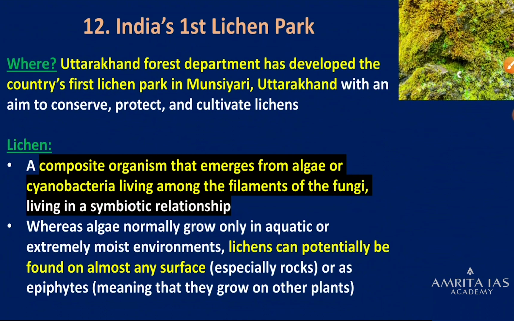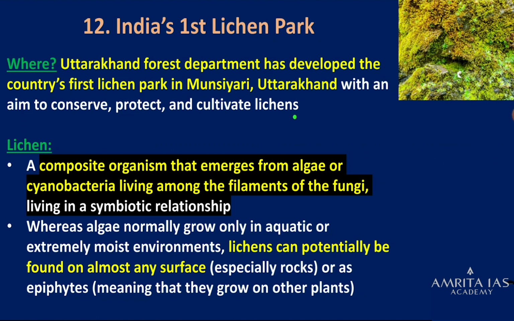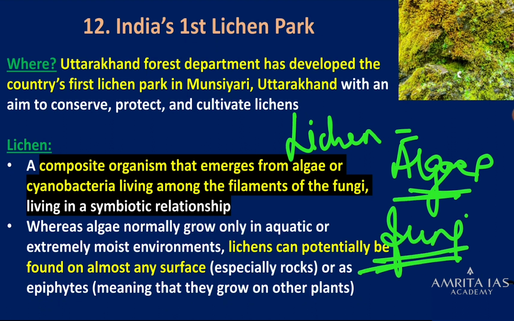Next is India's first lichen park. Very important. The first lichen park has been started in Uttarakhand. In Uttarakhand we have a lot of lichen diversity. What is this lichen? Lichen is like a formula: lichen equals algae plus fungi. That's it. When algae and fungi live in a symbiotic relationship, it is known as lichen.